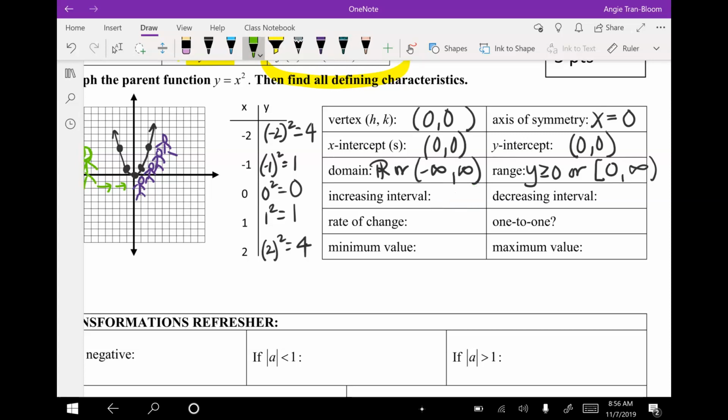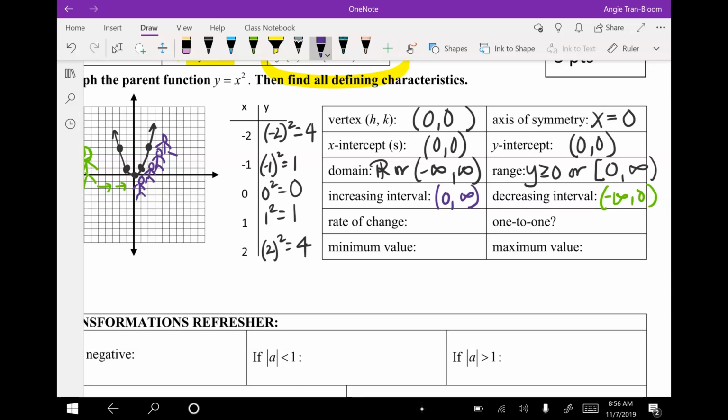So decreasing is from negative infinity to 0. We were talking about that. And then increasing. Because I keep going from left to right, you never go up or down. When you keep going from left to right, the y value on the right side went up. So that's increasing from 0 to infinity.